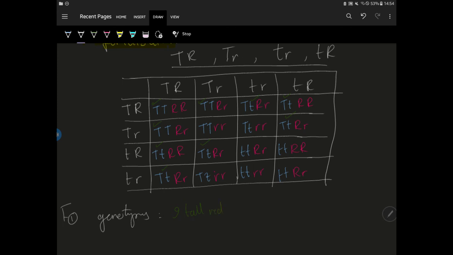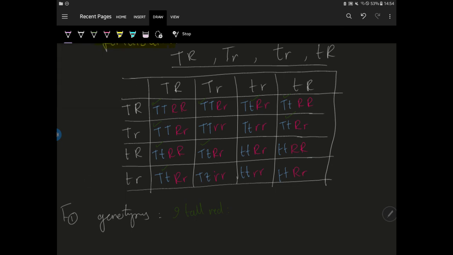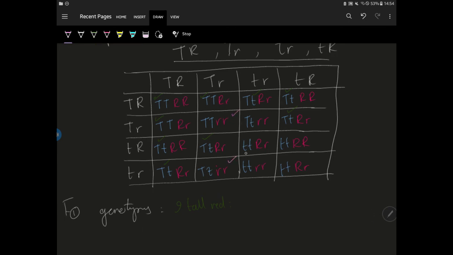Now let's look for a different thing. Let's look for tall and white. So look for big T but small r's there. So like here, tall and white. Tall and white, tall and white, and mathematically that should be about it. So we have 3 tall and white.